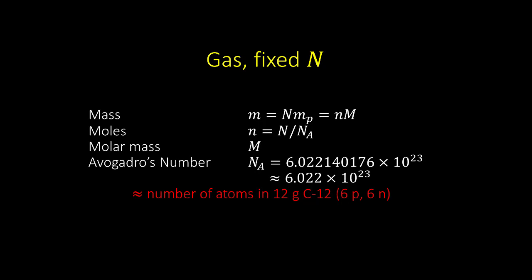Recall that 1 mole of matter contains a number of particles equal to Avogadro's number, N_A, which is equal to 6.02214076 times 10 to the 23, approximately the number of atoms in 12 grams of carbon-12, which have 6 protons and 6 neutrons. We will use the value N_A equals 6.022 times 10 to the power 23, which is a good approximation to 4 significant figures.